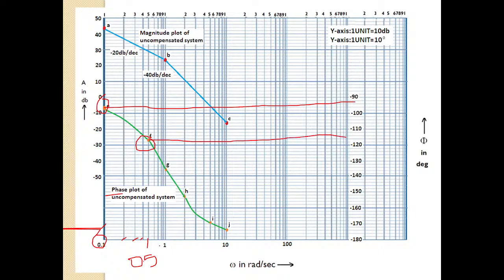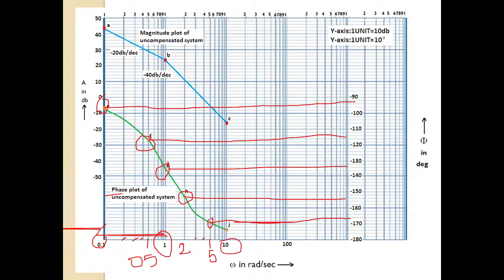Okay. So for 1, what is the phase? For 1, the phase is minus 135. Okay. Next omega value is 2. For 2, what is the phase value? It is minus 153. Next is 5. This is 2, 3, 4, and this is 5. For omega equal to 5, the phase is minus 169. Next, omega equal to 10. For omega 10, my phase is minus 174.